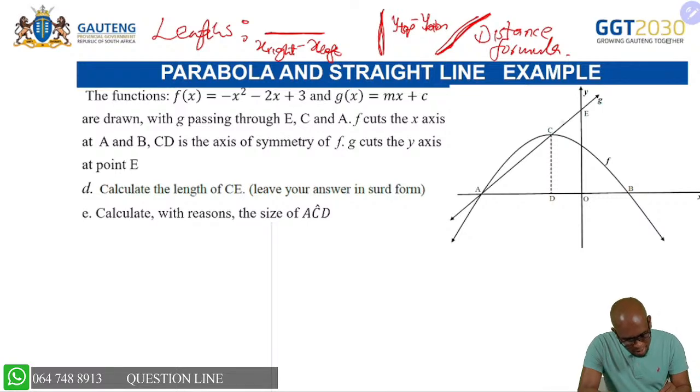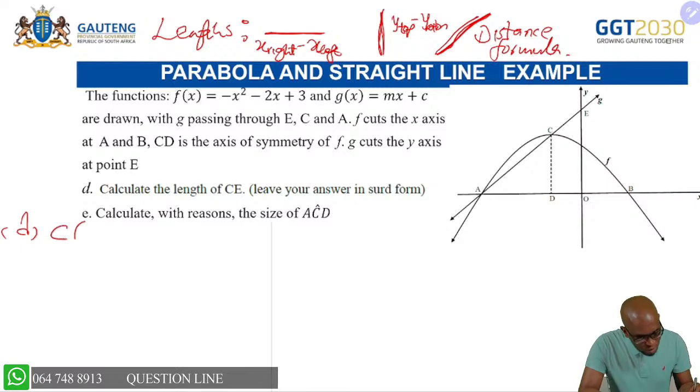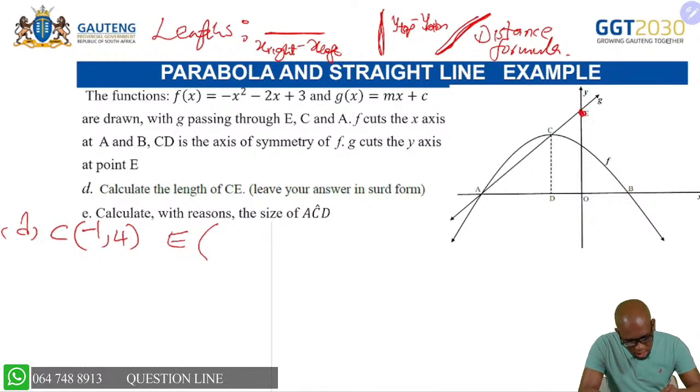Now, if you check CE, CE is a diagonal distance, so we need to use the distance formula. How are we going to use our distance formula? We write down the coordinates of C, which of course we worked out as -1 and 4, and then we write down the coordinates of E, because we want the length of CE.